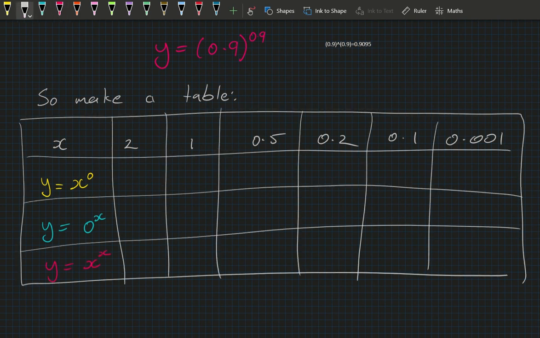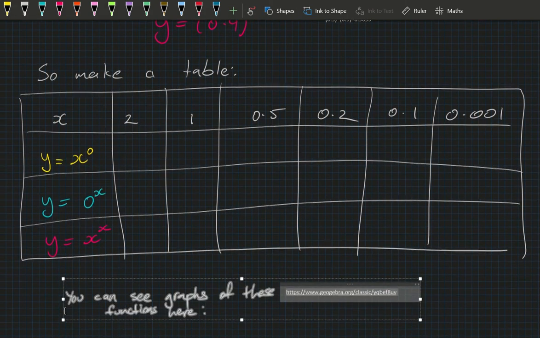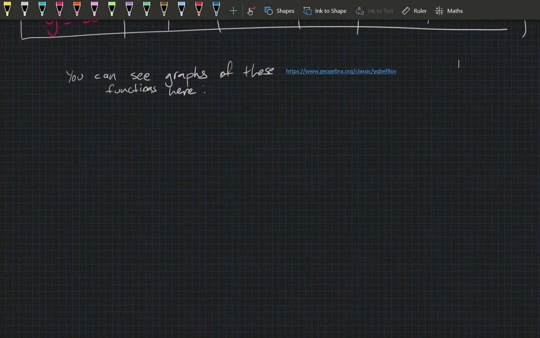And if you substitute these different values of x in for x in these functions, you'll be able to see what this function is getting closer to as x gets closer and closer to 0. I've graphed these functions, but don't look at it now. Have a go at this first, but if you do need to look at it later, this is the link here. Okay, so that's the setup for the challenge.